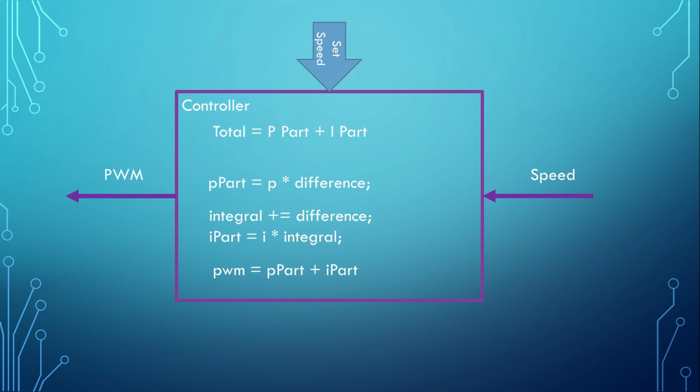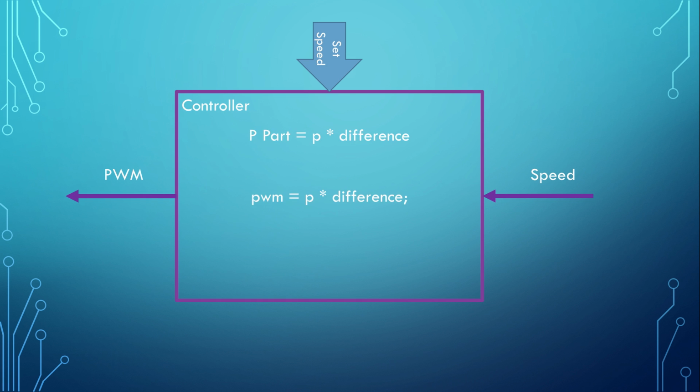For this video, I will concentrate on the first two parts because this is sufficient for most of the motor applications in the Arduino field. You can extend your knowledge afterwards to the third part if you need. I start with a P controller. This means that the I and the D parts are set to zero.